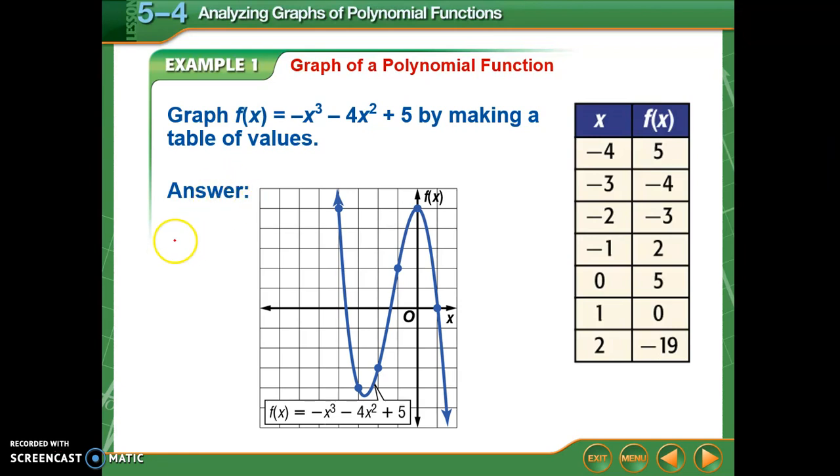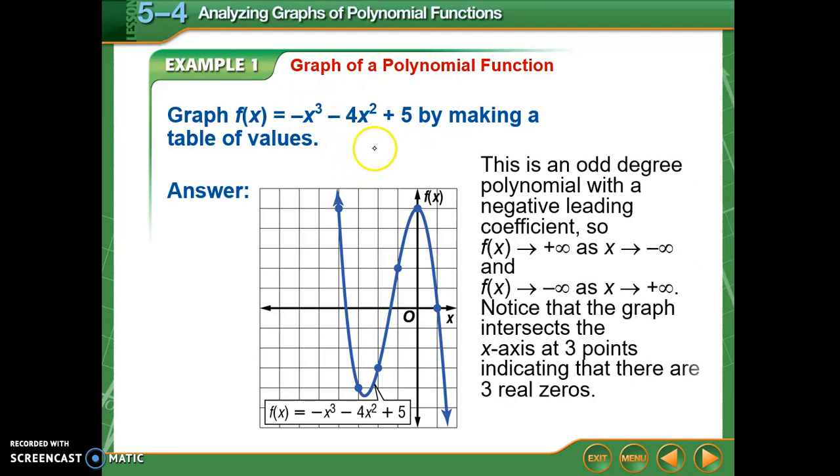Let's talk a little bit about the end behavior. Since this is an odd degree function with a negative leading coefficient, f of x will go to positive infinity as x goes to negative infinity. So here, as x is going to the left, I know this should be going to positive infinity, which it is. And f of x goes to negative infinity as x goes to the right, as x gets really positive, which it is. And since this is cubic or odd degree, I expect my ends to be going in opposite directions.